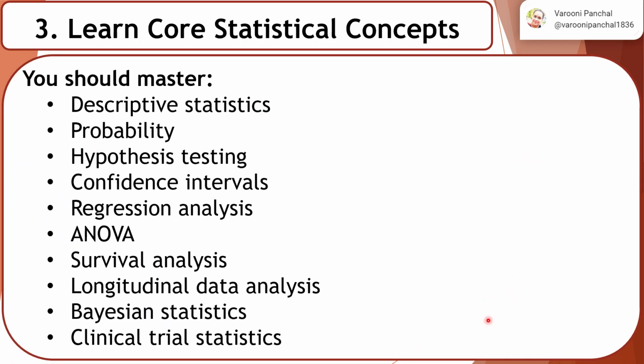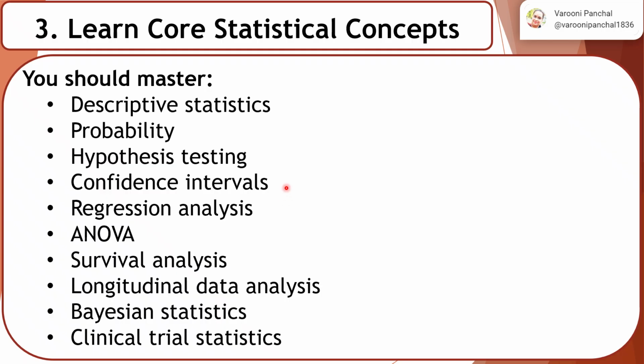Number three is learn core statistical concepts. Now you should master what descriptive statistics is, what is probability, success and failure, then hypothesis testing, that means what is null hypothesis and alternative hypothesis, why it is required, what are the differences, then what are equivalence studies, what are inferiority trials, then what are superiority trials. So you should understand the difference between these concepts.